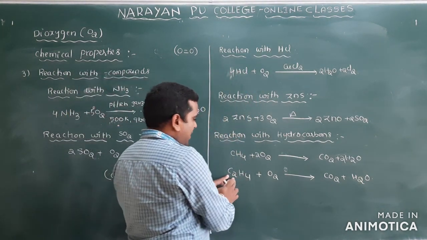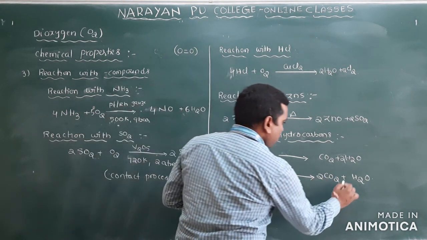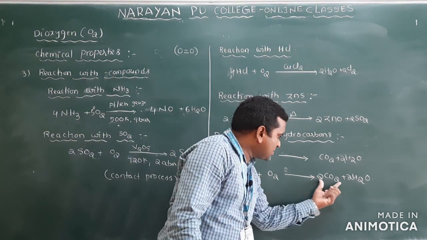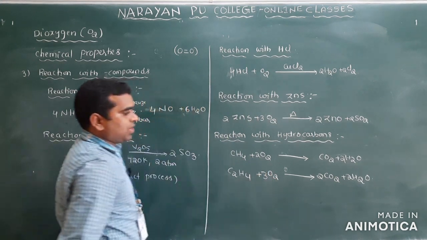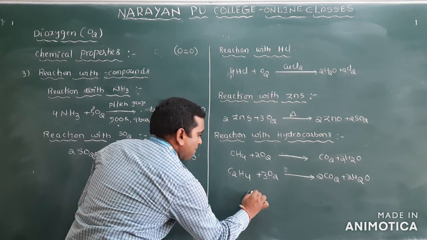Balance here, how many carbon atoms are there? 2. So multiply this one with the 2. How many hydrogens are there? 4. So multiply this one with the 2. But how many oxygen atoms are there? You see 2 into 2, 4 plus 2, 6. So that's why I have to multiply this one.